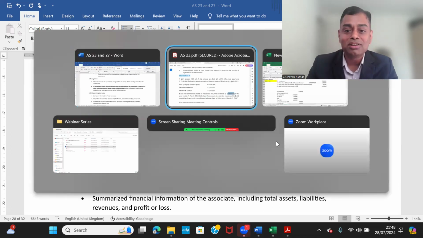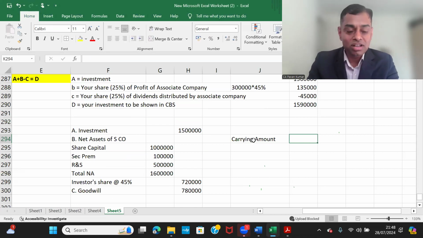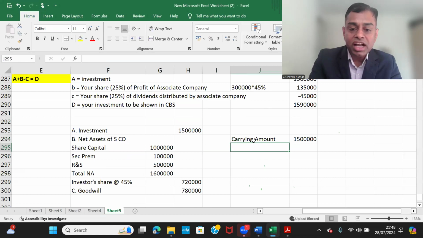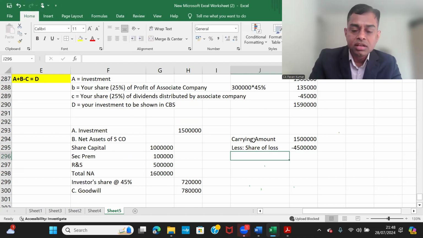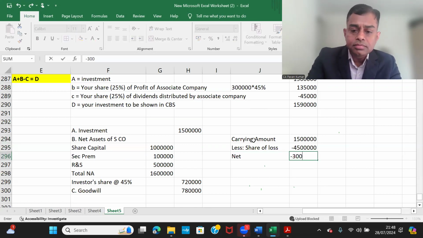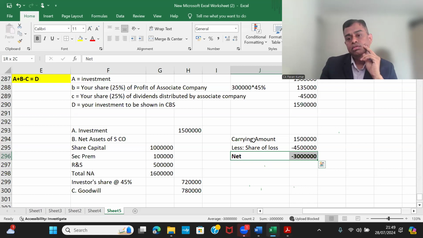How can you say carrying amount, bro? Carrying amount 15 lakhs. Your share of loss 45 lakhs. Net figure. So can you say this is your profit? Come on. How come it is capital reserve? Capital reserves are created out of capital profits. Capital reserve is not dustbin. Capital reserves are created out of capital profits. Where is profit here? Capital reserve cannot be balancing figure, bro.